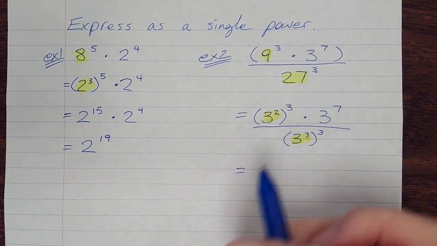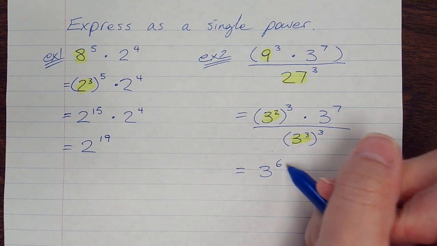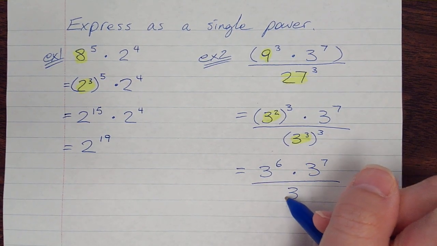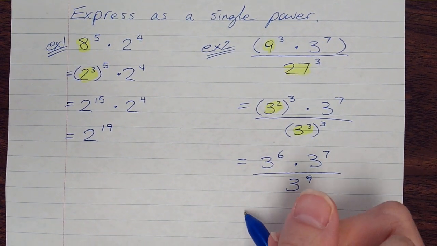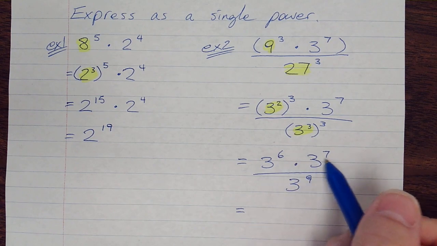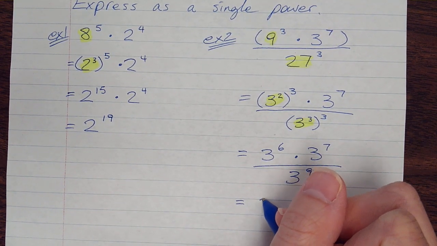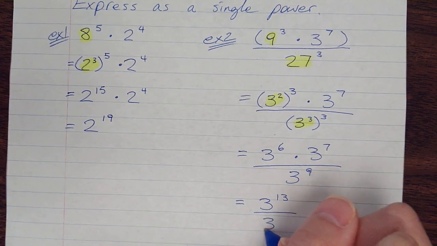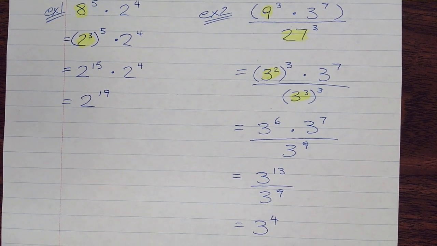Yeah. Okay, so just like what we did over here, we multiply the exponents. So 3 to the power of 6 times 3 to the power of 7 over 3 to the power of 9. Good. And you have to multiply first before dividing. So what does my numerator simplify to? That will be 3 to the power of 13 over 3 to the power of 9. And then my last answer will be 3 to the power of 4. Good. All right.